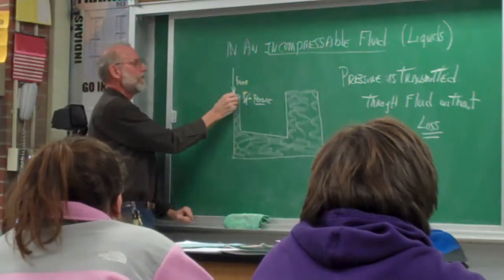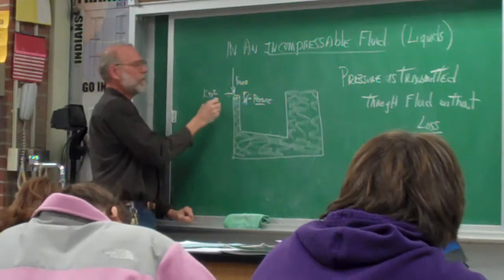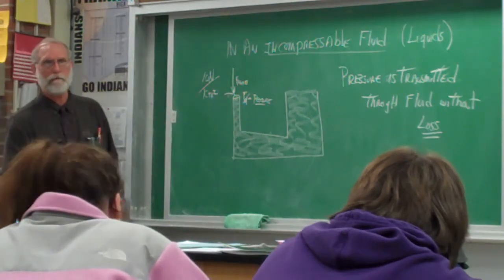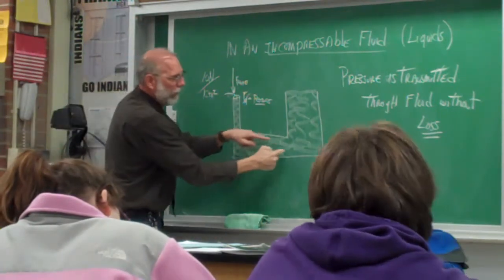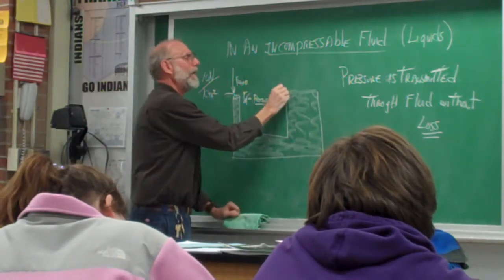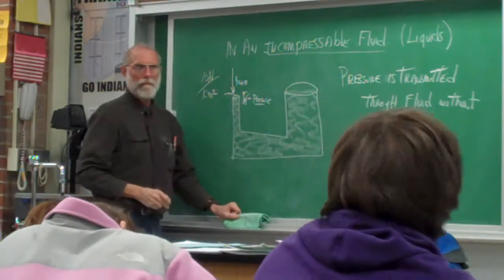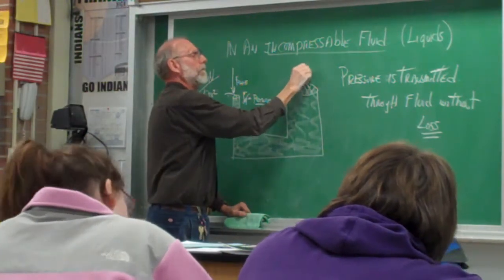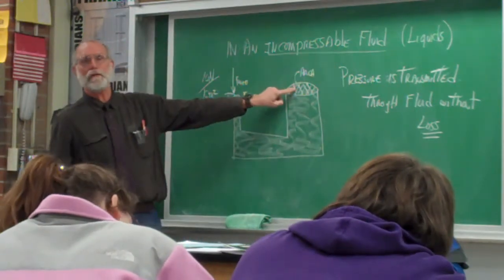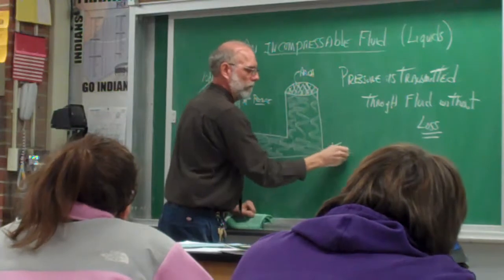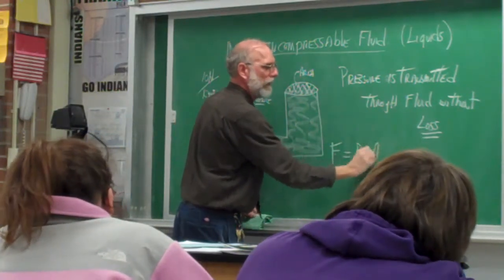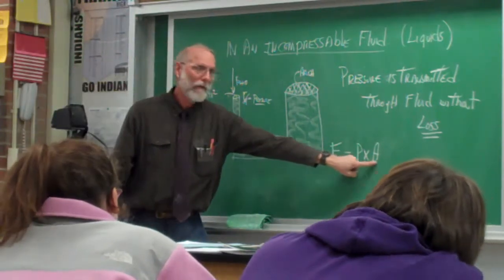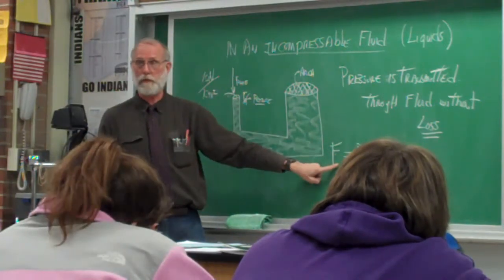Okay? So let's say this is a square centimeter, and I'm exerting 10 newtons. So I have a pressure of 10 newtons per square centimeter. Okay? That pressure is exerted equally throughout this whole fluid. When I get to this side here, I've got a much larger area. Well, the force on this area is equal to the pressure times the area. My pressure is undiminished, but my area gets bigger. So my force gets bigger.